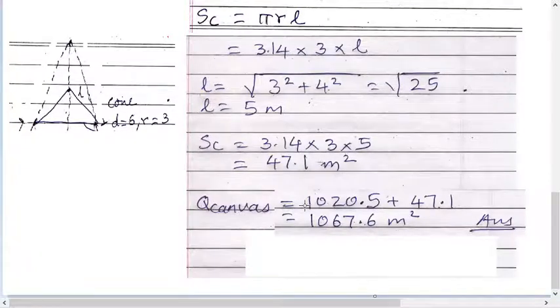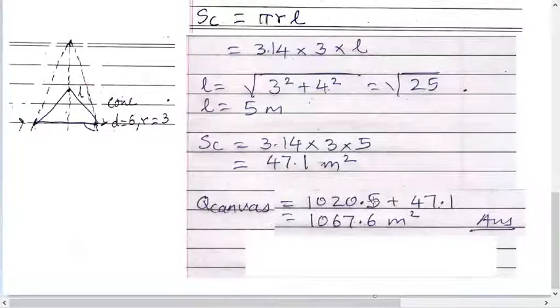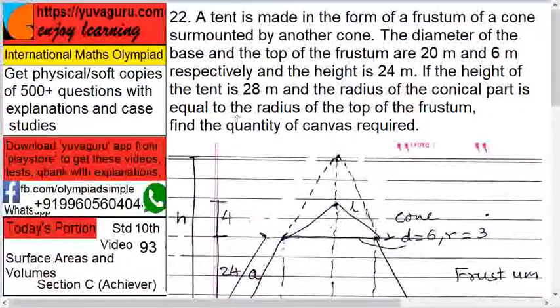So the quantity of canvas is 1020.5, that is of the frustum, plus 47.1, that is 1067.6 square meters. This much cloth or canvas will be required.